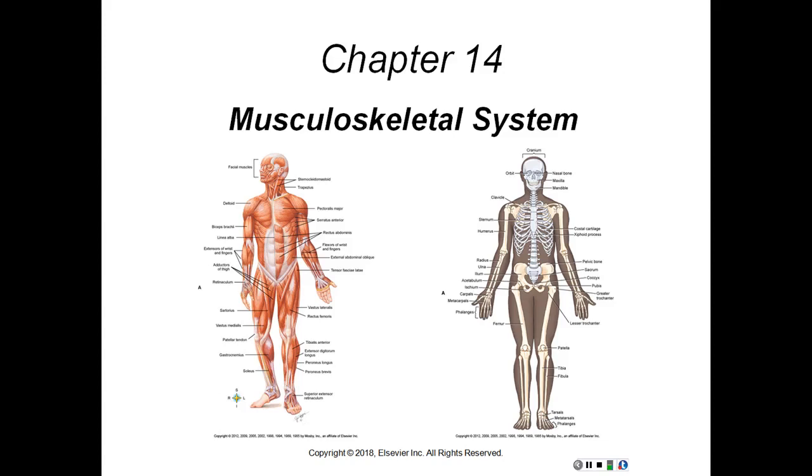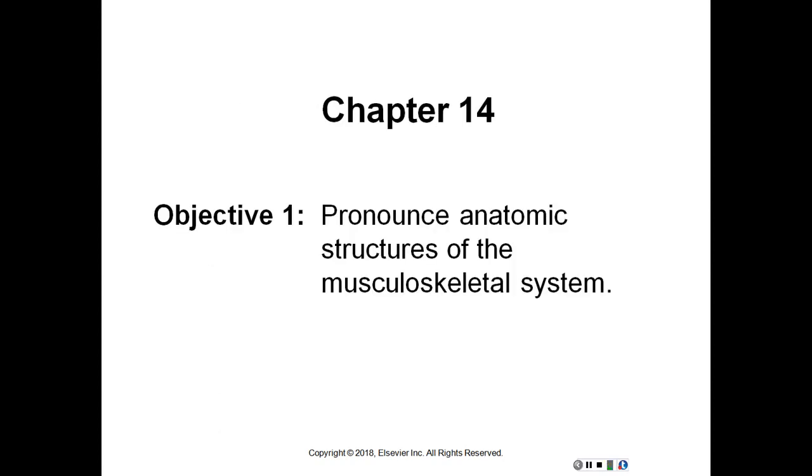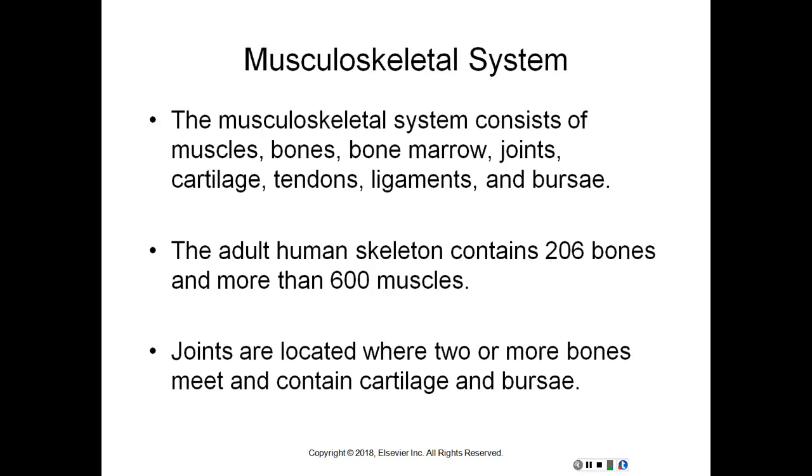This recording will begin Chapter 14 for the musculoskeletal system. So our first objective is to pronounce anatomic structures of the musculoskeletal system. First we need to know a little bit about the anatomy of the musculoskeletal system, which consists of muscles, bones, bone marrow, joints, cartilage, tendons, ligaments, and bursa.